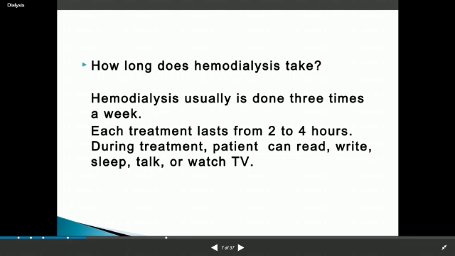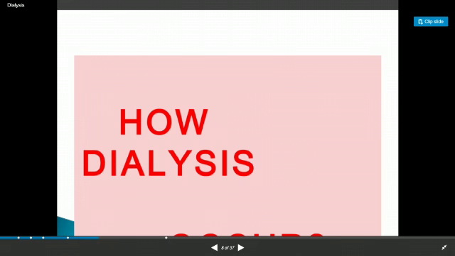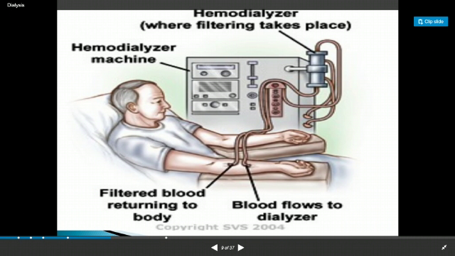How long does hemodialysis take? Hemodialysis is usually done 3 times a week. Each treatment lasts for 2 to 4 hours. During the treatment, the patient can read, write, sleep, talk, or watch TV. Now we will see how the main procedure of hemodialysis occurs. In the figure, you're watching the position of the patient taking hemodialysis. Hemodialysis uses a hemodialyzer machine, and 2 catheters are used: through one catheter the blood flows to the dialyzer, and through the second catheter the filtered blood returns to the body.